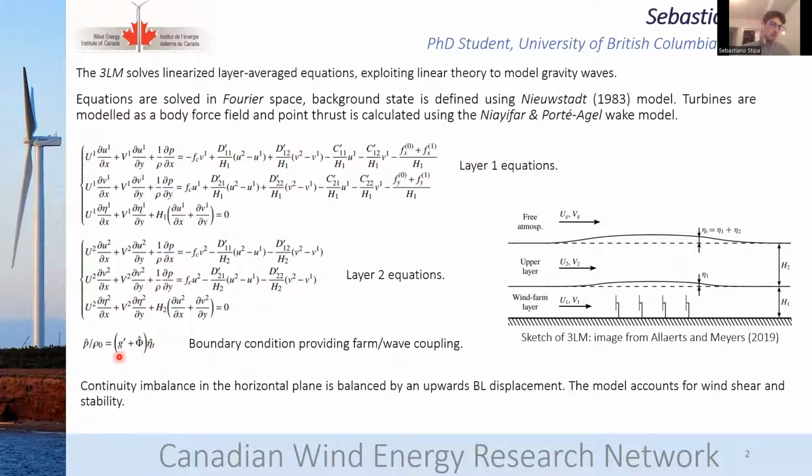This relation involves the G prime, which is a reduced gravity, which I will define later, and this complex stratification coefficient. Basically, the complex stratification coefficient is responsible for the internal gravity waves, which are 3D, and they propagate in a 3D manner above the boundary layer. The G prime is responsible for the interfacial wave, which propagates in a 2D manner in the capping inversion layer, which coincides with the top of the upper layer.